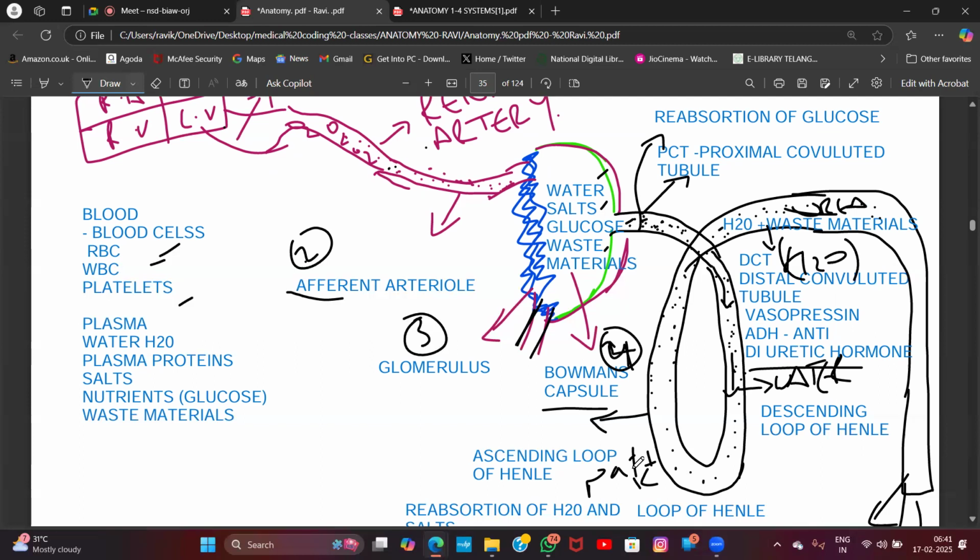When the body is in dehydration, vasopressin is released by the DCT, the distal convoluted tubule. The remaining water from the urine filtrate is also reabsorbed. That is the function of the DCT.